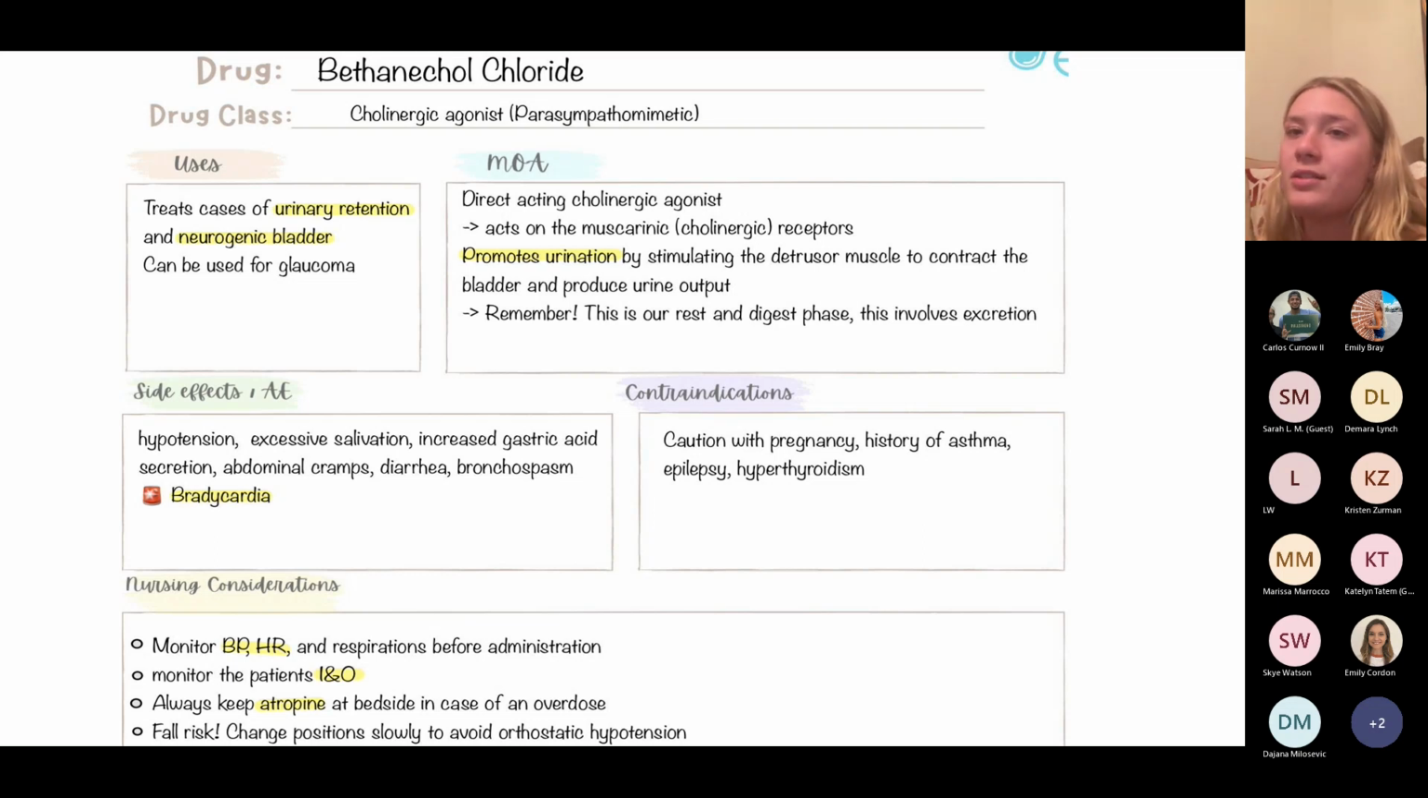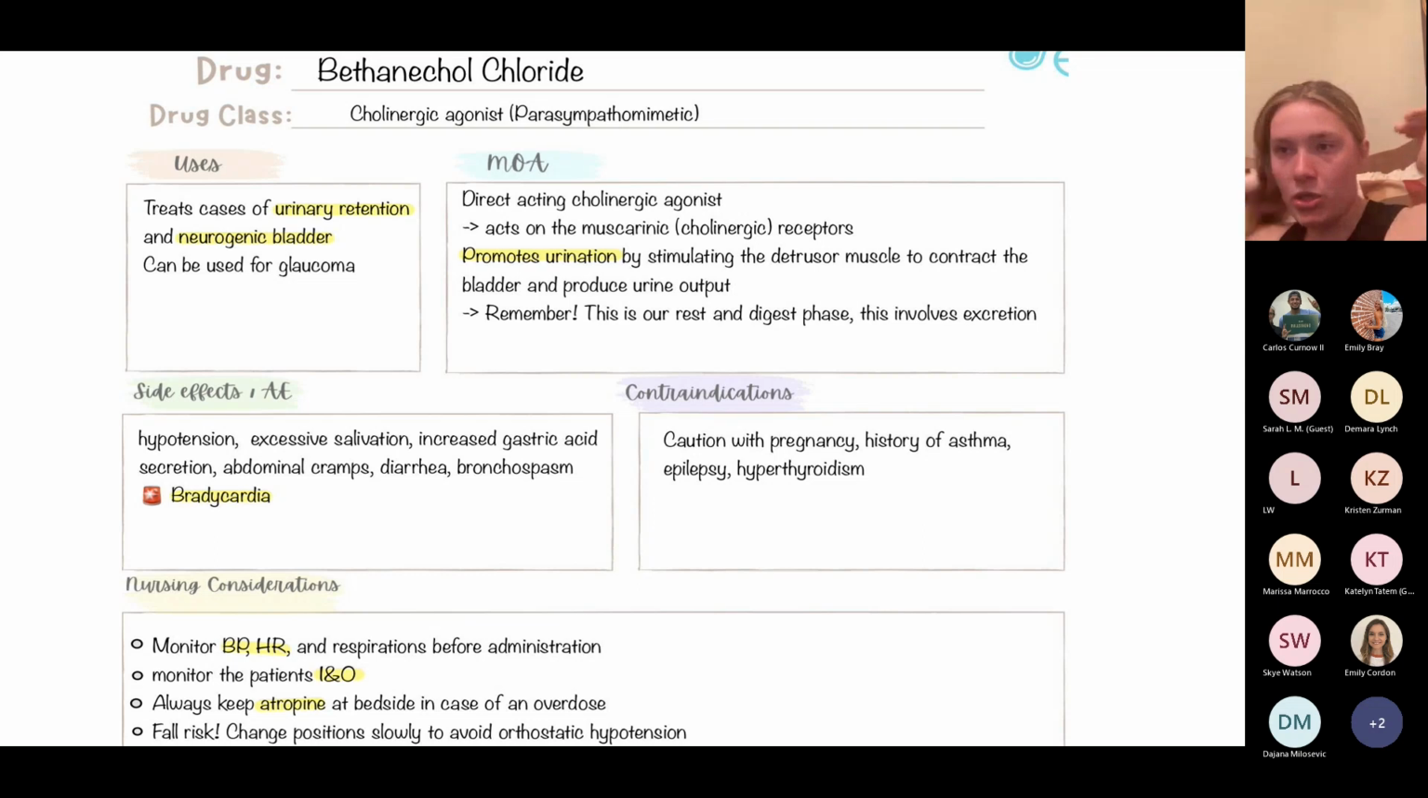Okay, it really acts on our bladder muscle. However, a major side effect of this can be bradycardia. So again, remember, take their blood pressure and their heart rate before administering. These patients, we also want to be monitoring their I&O, intake and output, just so we can assess the status of that urinary retention.